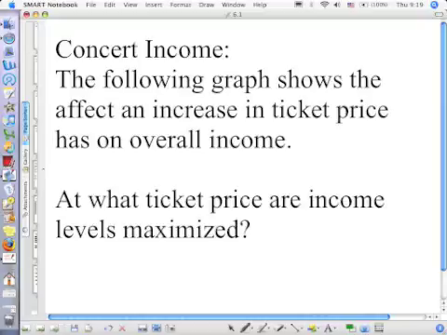The following graph indicates what effect an increase in ticket price has on your overall income. And the question is, where is our income maximized? At what ticket price do we make the most money?